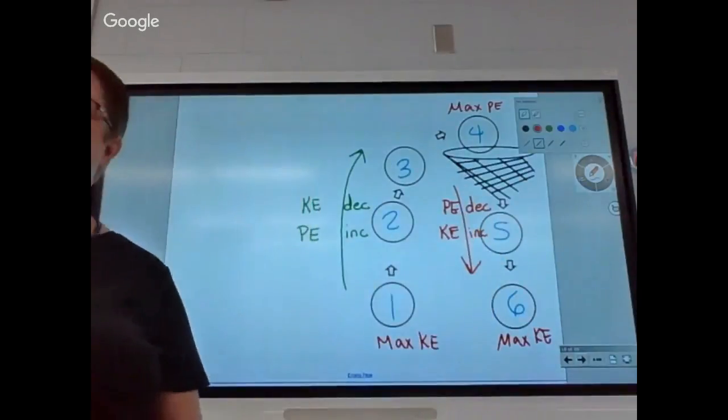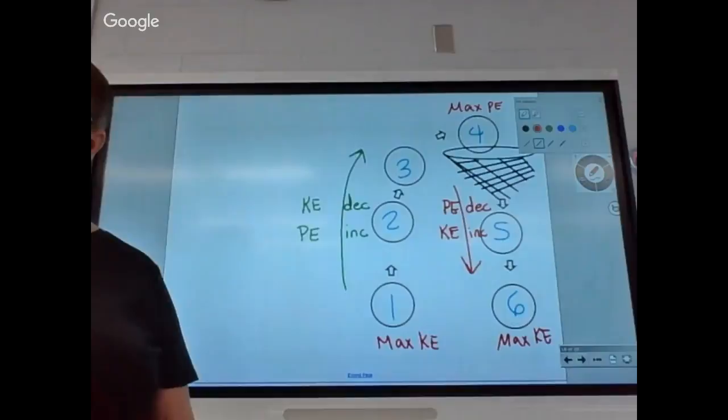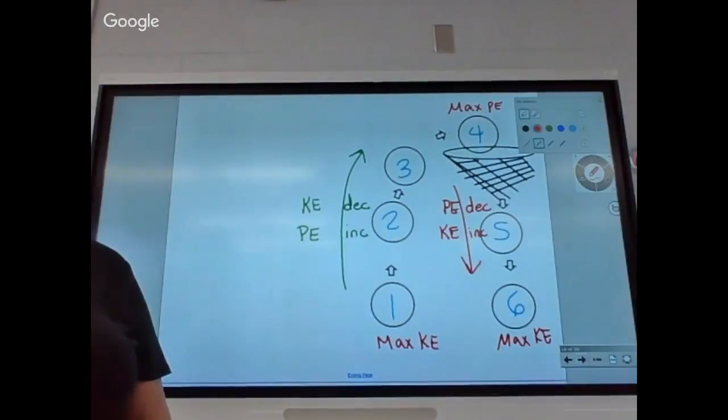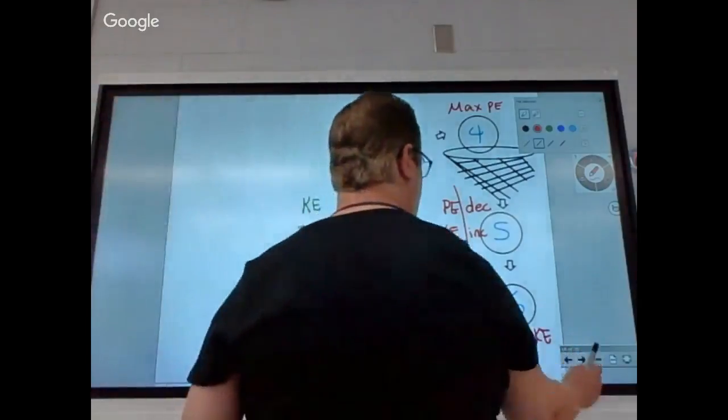Now, why does PE decrease? Because you have less height. There's less height. Why does KE increase? It's going faster. All right, the people who are answering have it. What about those of you who aren't saying anything? Yes, no? All right, what if we do this one?